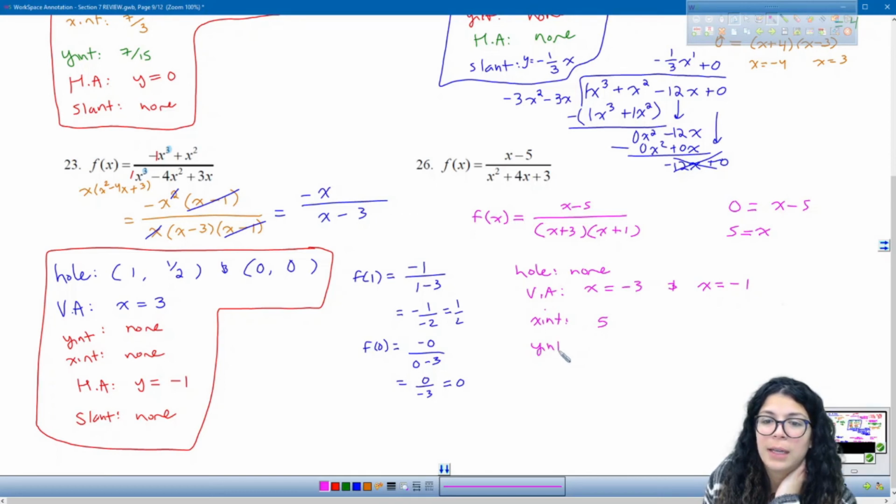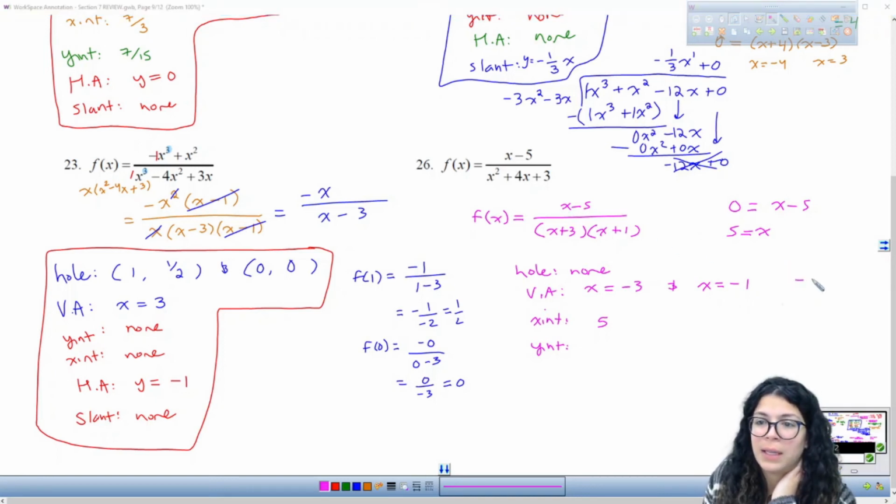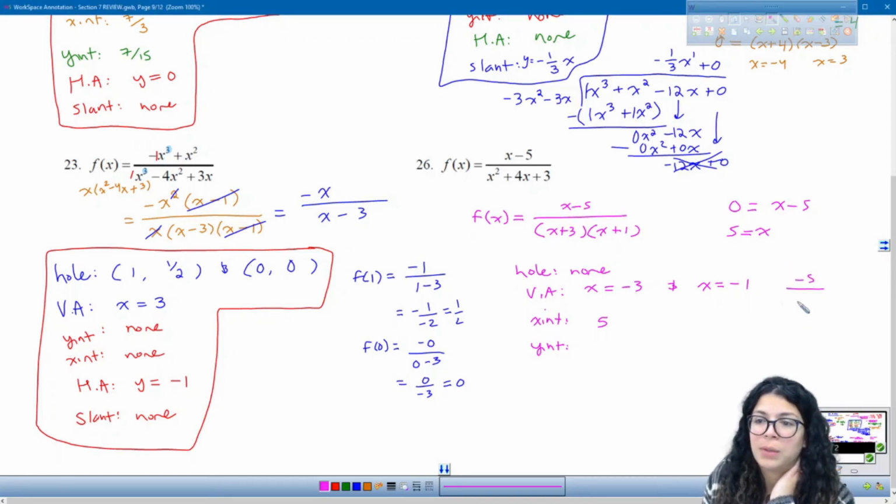And for the y-intercept, that is any value which will make x 0. So what y value will make the x value 0? So if you zero out, 0 minus 5 is negative 5. 0 plus 3 is 3, and 0 plus 1 is 1. So it will be negative 5 over 3.